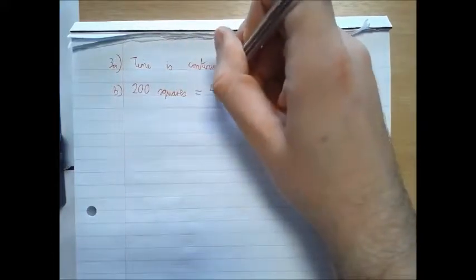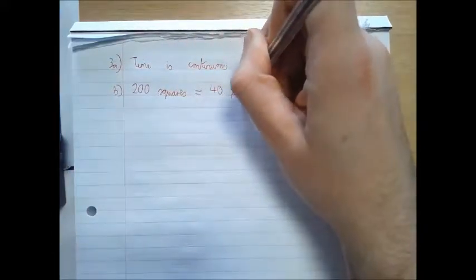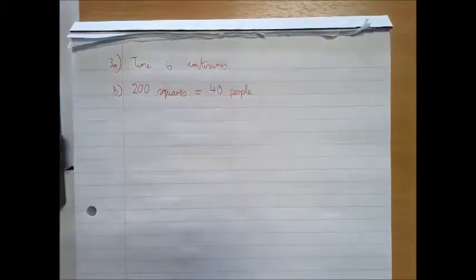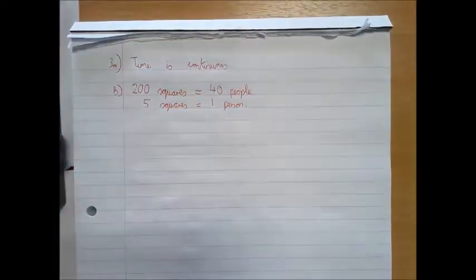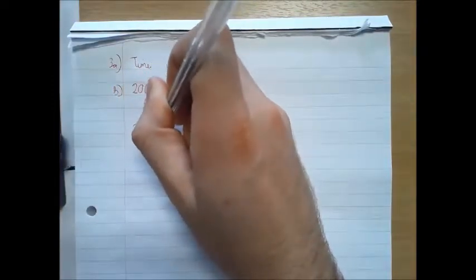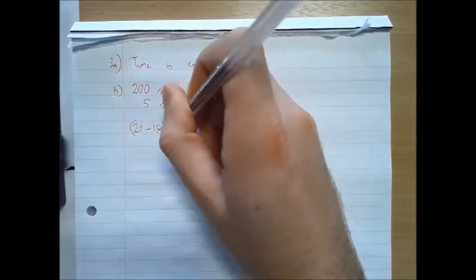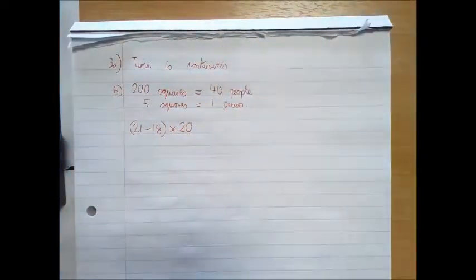And we know that represents 40 people. So imagine that 200 squares represents 4 people. Well, 5 squares must represent 1 person. And that's how we're going to tackle this. So if we look at 18 to 21, because obviously that's one bar that we can work with, that'll be 21 minus 18 times 20. Because obviously we've got 20 like rows, effectively.